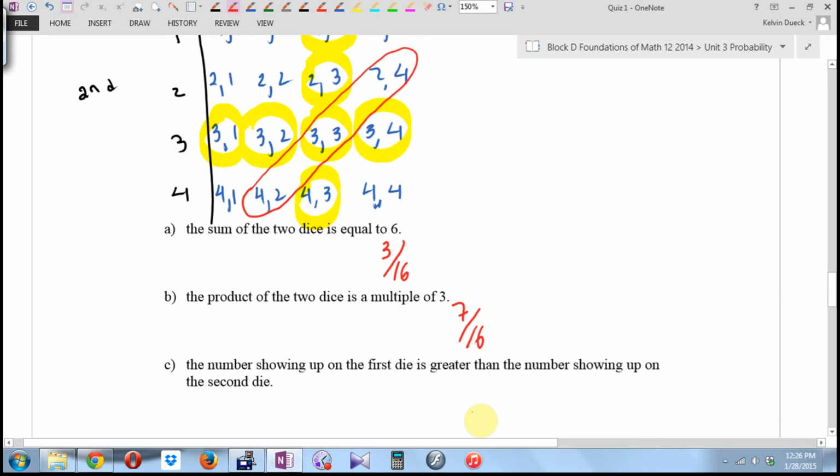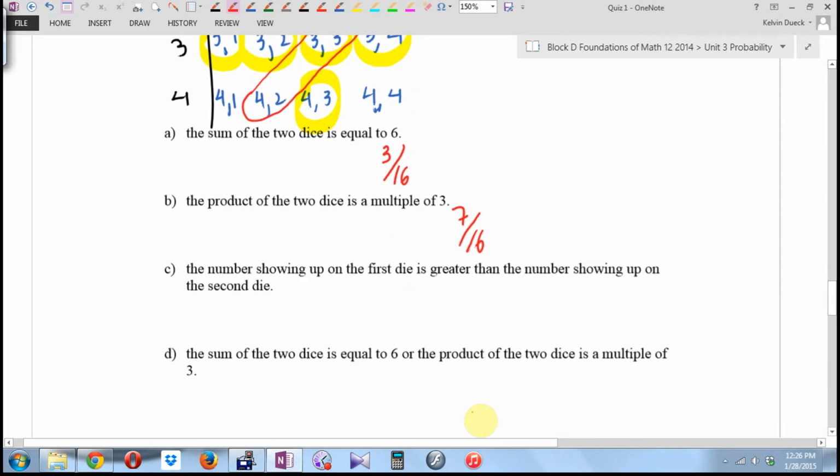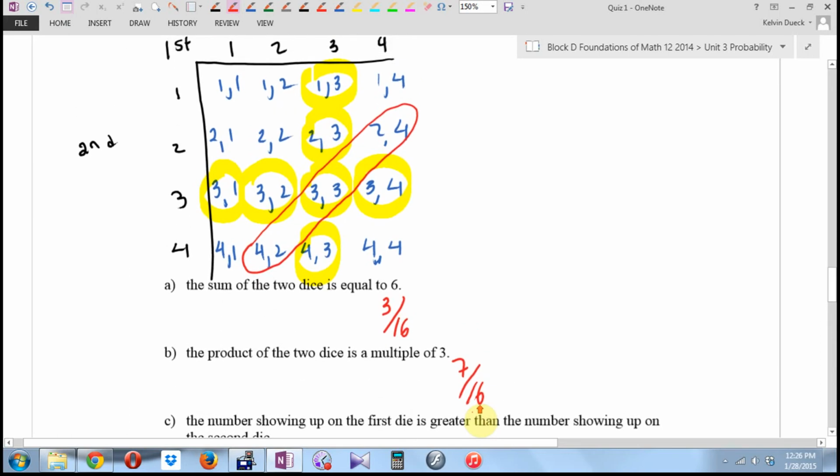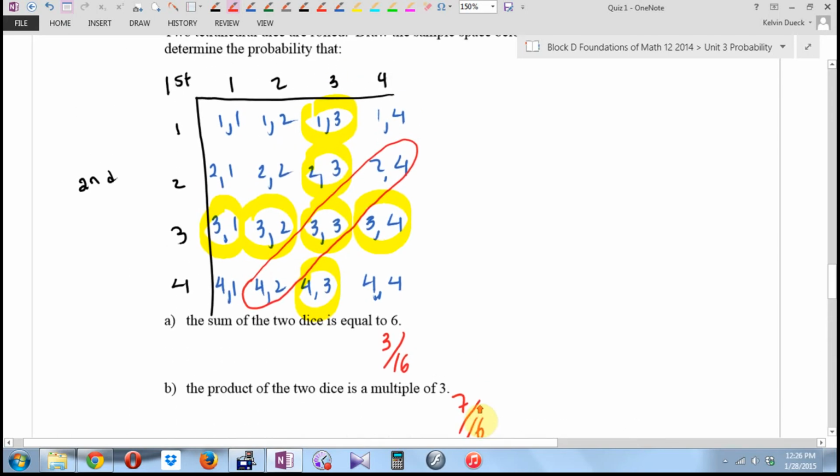The number showing up on the first die is bigger than the number showing up on the second die. Okay, where's the first die? For me, I did my, oh boy, you know what? Look up. I'm going to call this the first and this the second because apparently I wrote the second one first like an idiot. Anyways, doesn't really matter. You're going to get the same answer no matter what.